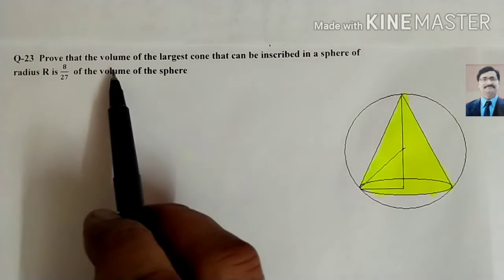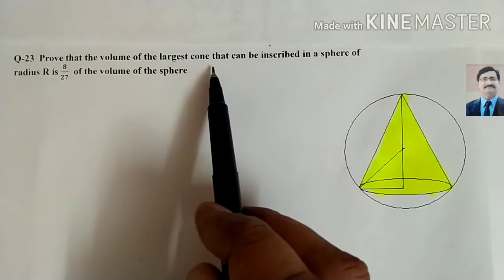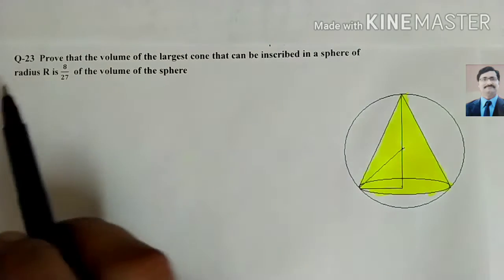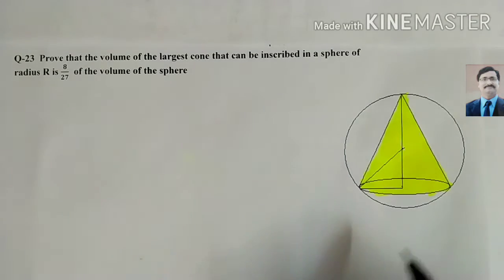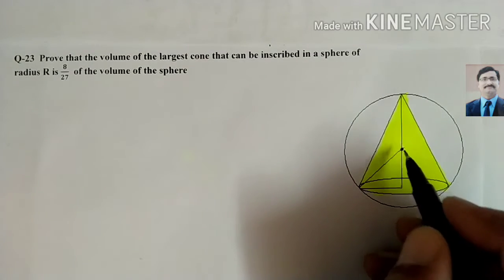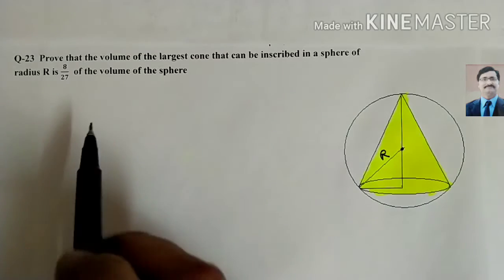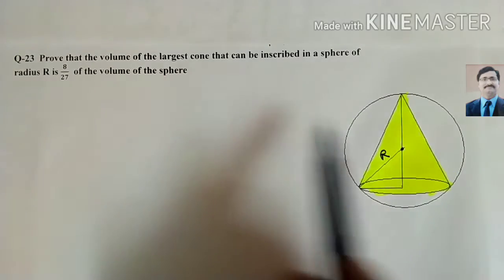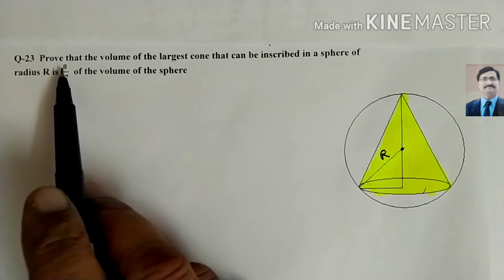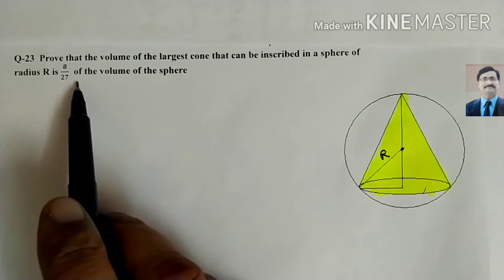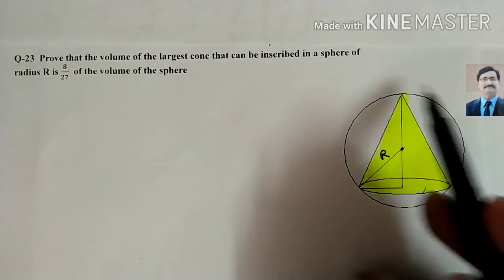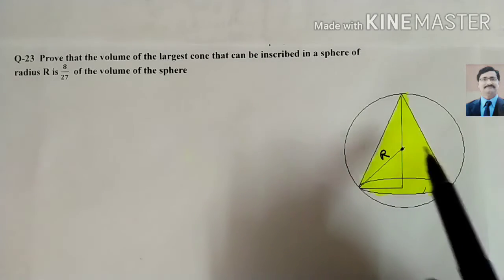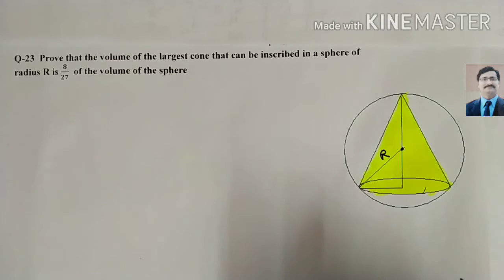Prove that the volume of the largest cone that can be inscribed in a sphere of radius R. The radius of the bigger sphere is given capital R, and this volume of largest cone will be equal to 8 upon 27 of the volume of sphere. So volume of sphere and volume of the cone relation is here given to us.